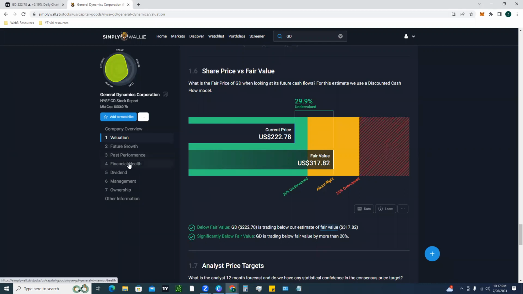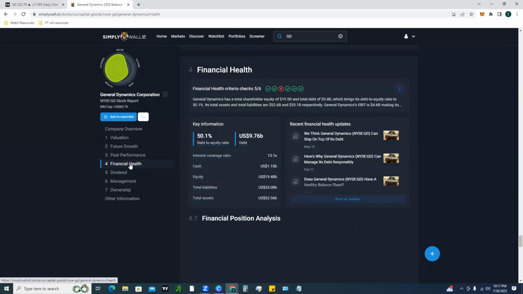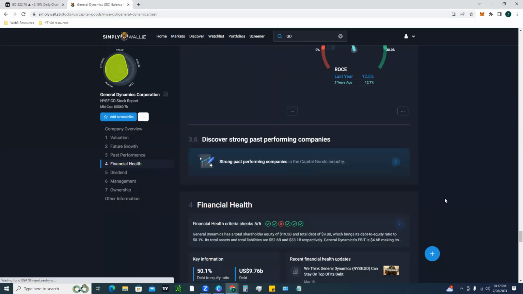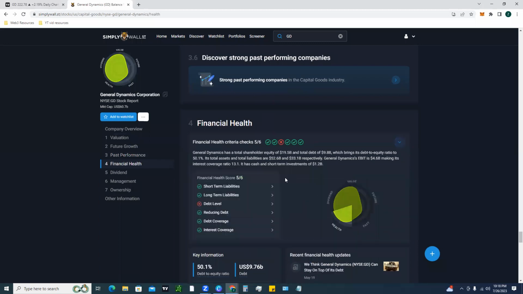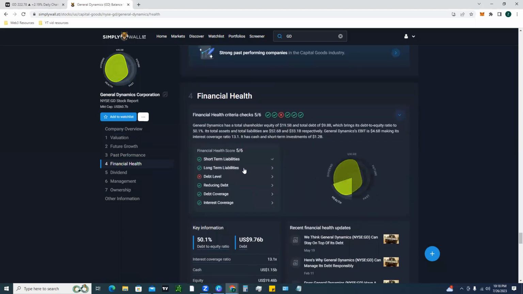Now, if you take a look, the financial health also looks very good for the stock. We'll go ahead and look over there. You can see basically all of the criteria checks that they have here: their short-term liabilities and long-term liabilities, reducing debt coverage, interest coverage. They get checks on all of those, but their debt level overall is kind of high, which is why they get an X here. But overall, getting 5 out of 6.